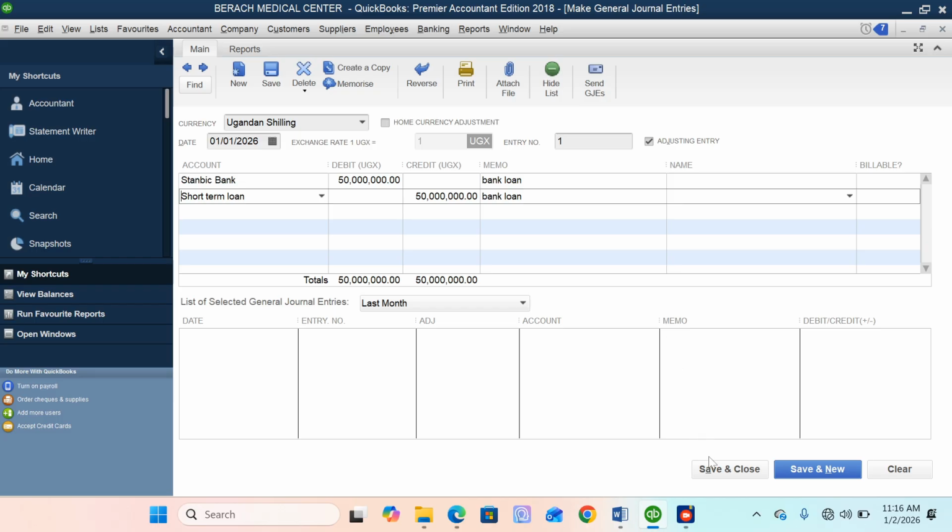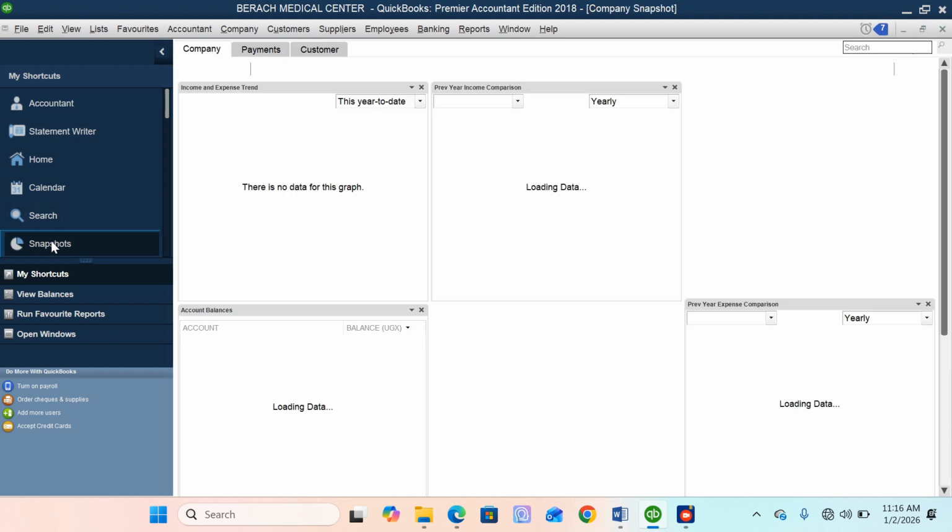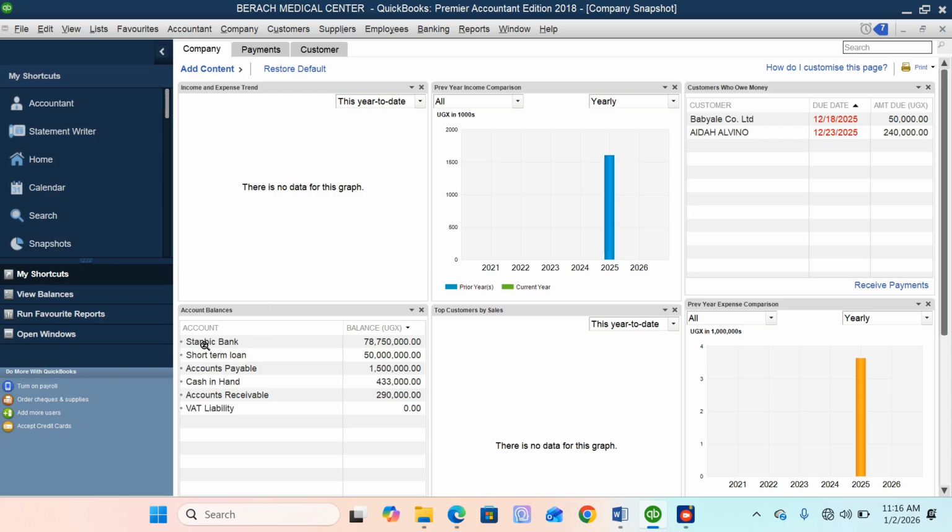So once I save this, I'll go and check in my account balances. Company snapshot shows you account balances. So you see, my Stanbic Bank account has 78 million. Previously, it had some money, 28 something million. But since we got a loan, it has increased to 78 million. And they are showing us that we have a short-term loan of 50 million. So you can see liability has increased by 50 million and our cash has increased. That's how we debit and credit.